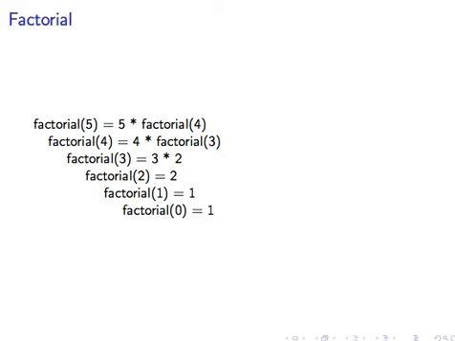2 is the result of factorial of 2, so the call factorial of 3 is now evaluated with 3 times 2. We now have our result of factorial of 3, and so 4 times factorial of 3 can be evaluated, that is 4 times 6. 24 is the result of factorial of 4, and finally we are back to our original call, factorial of 5. And we can evaluate that to get 120.